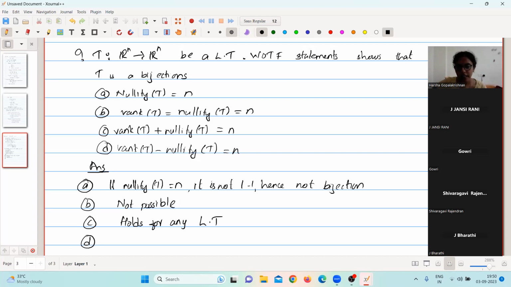Okay, I can give a hint. T is any linear transformation, so the rank nullity theorem holds. That is this condition: rank T plus nullity of T equals N. This we can use. And the given condition is rank T minus nullity of T equals N. So we have 2 conditions now. Using these 2 conditions, can you think now?